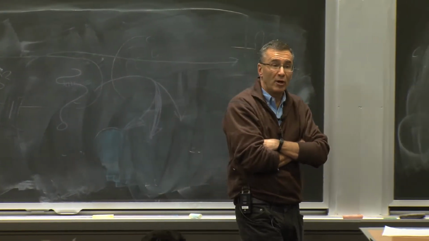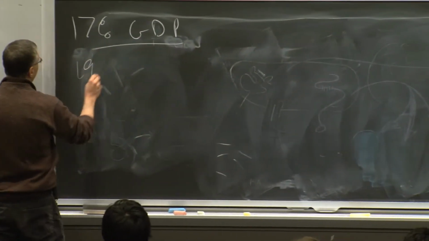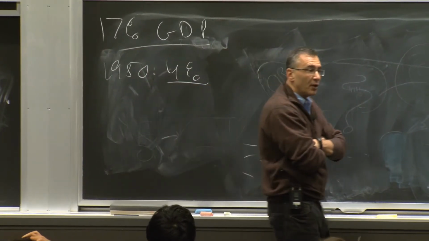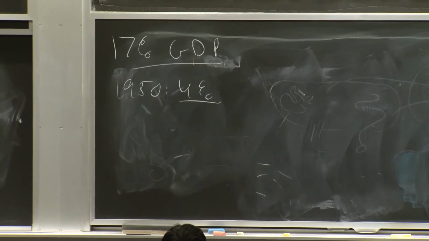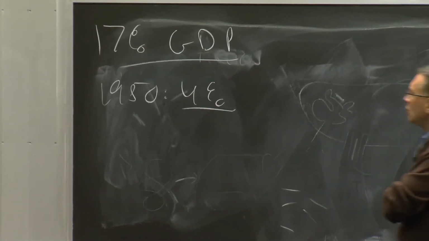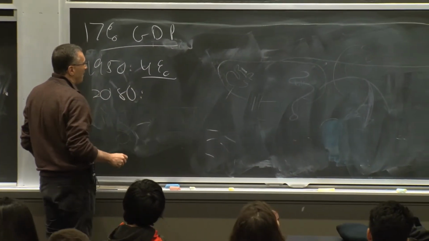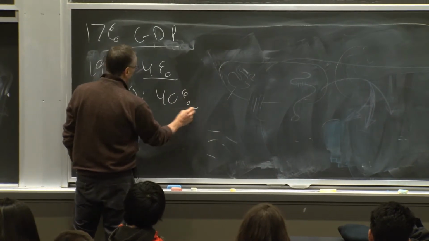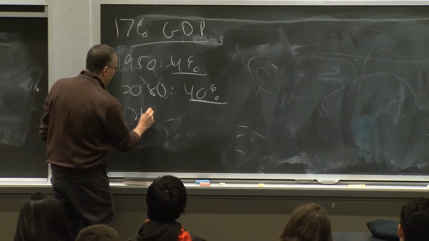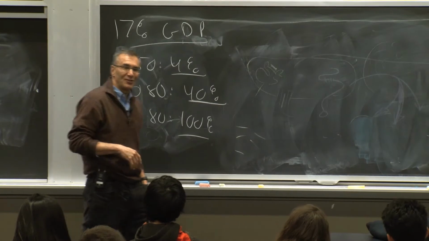This is also incredibly rapidly growing. In 1950, this was about 4% of GDP. So healthcare is not only growing in dollar terms, it's growing as a share of our economy. The latest projections are that by the time you guys are retired in 2080, it'll be about 40% of GDP. And that by about 2180, it'll be 100% of GDP. So you should all be doctors.